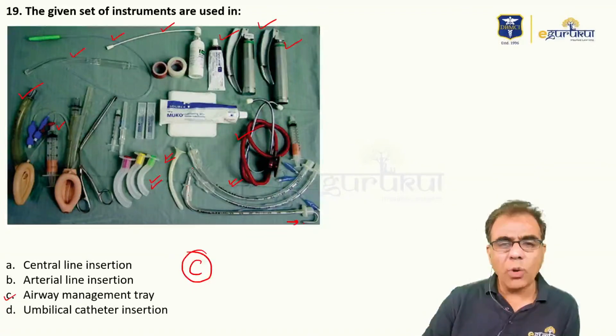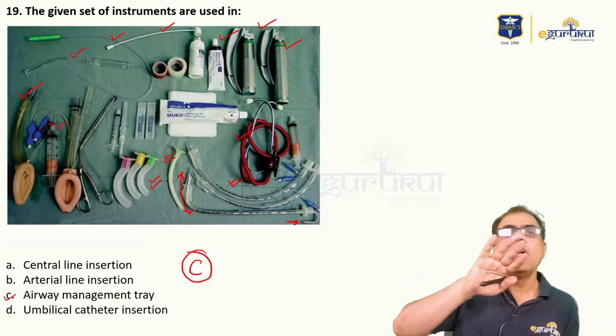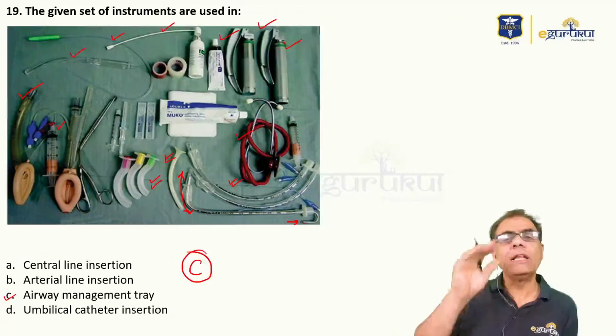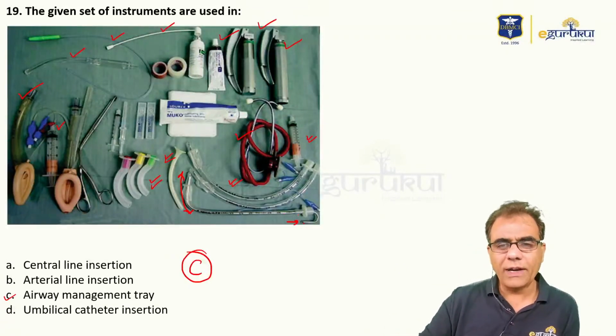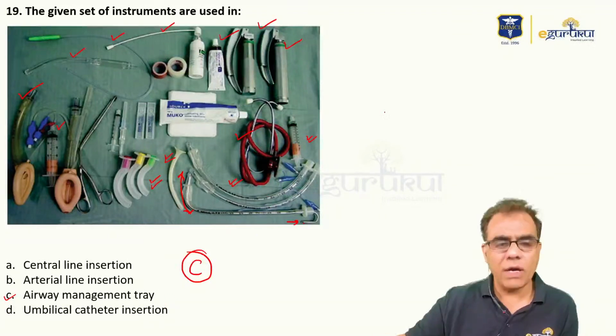when you are not able to intubate, we have to change the angle, make it like a hockey stick shape by putting a stylet if larynx is very anteriorly placed. And this is again syringe to inflate the cuff of endotracheal tube. So this is airway management tray.